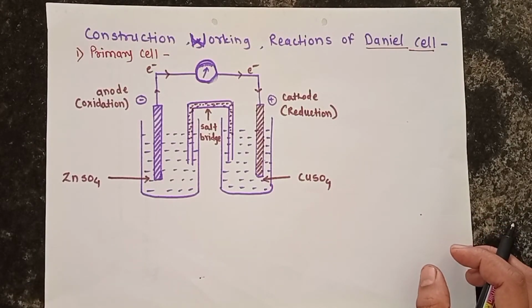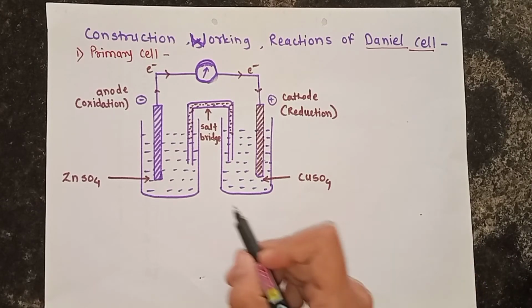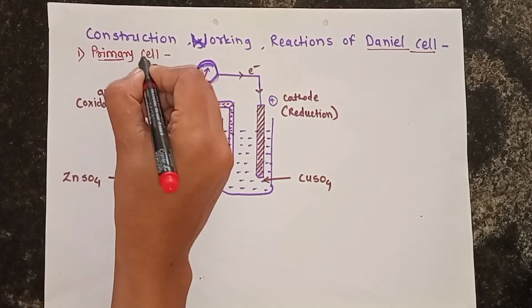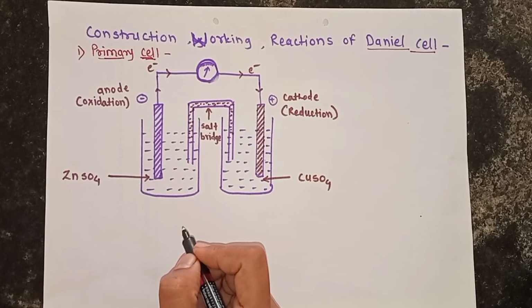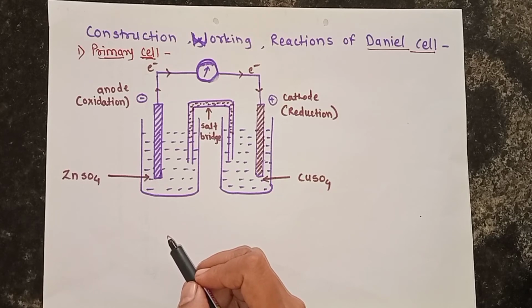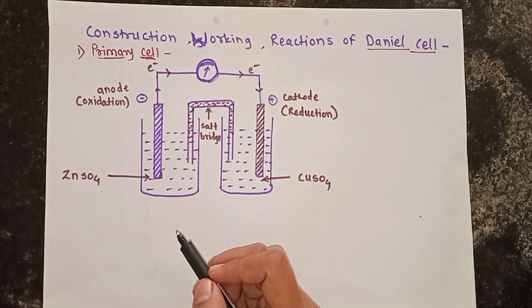A primary cell consists of a vessel which contains an electrolyte and two dissimilar metal electrodes immersed in that electrolyte solution, which converts chemical energy into electrical energy. This is called a primary cell. That means the primary reactions take place at the metal electrodes in the presence of the electrolyte. Other examples of primary cells are the dry cell or the Leclanche cell.